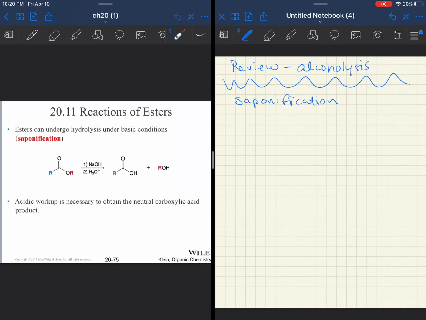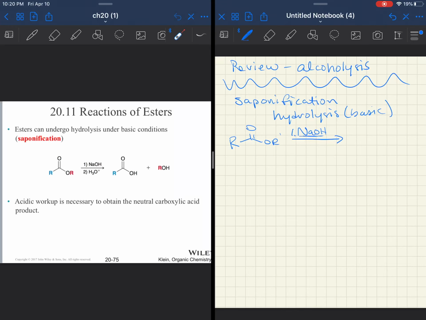Well, if we want to hydrolyze, we can do something called saponification. This is saponification. This is the basic conditions for hydrolysis. So hydrolysis, but basic.